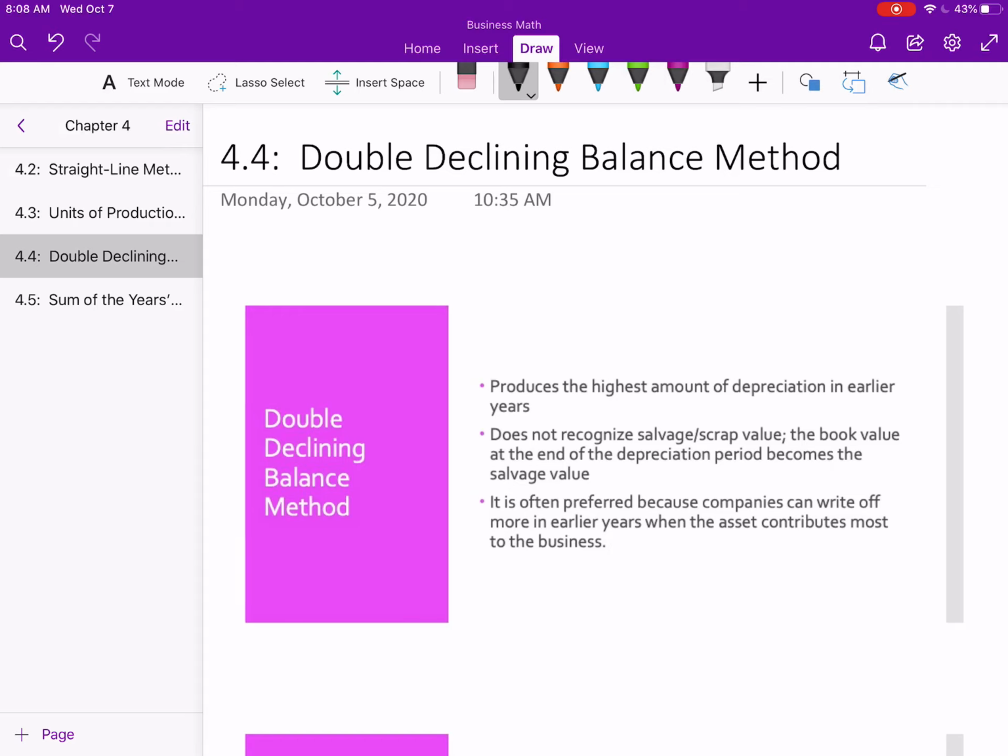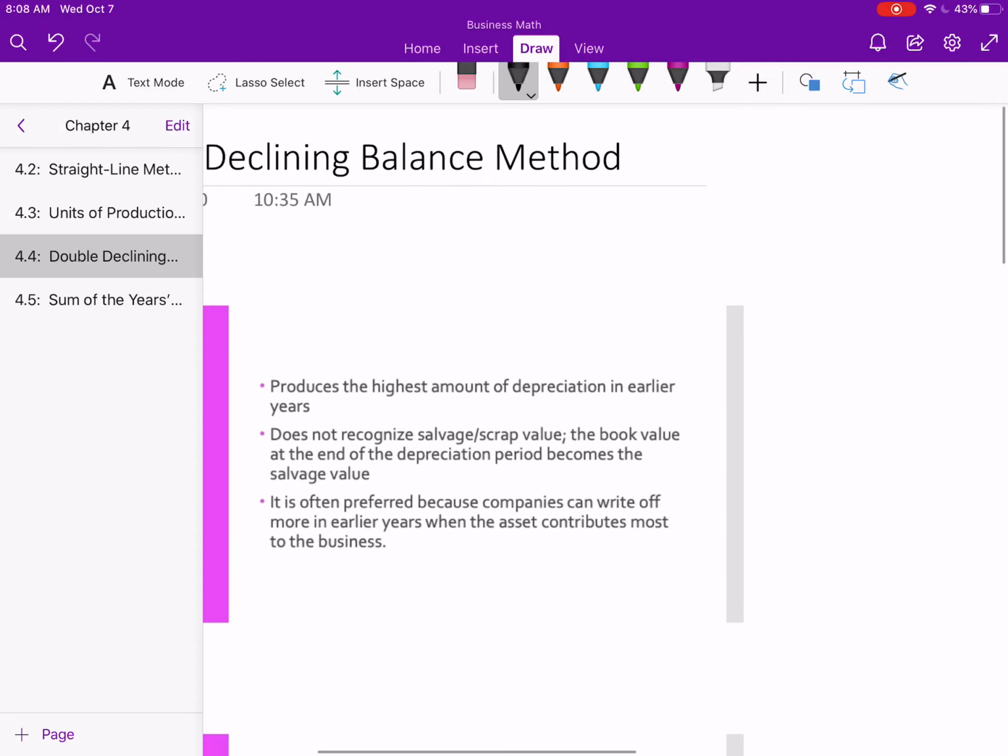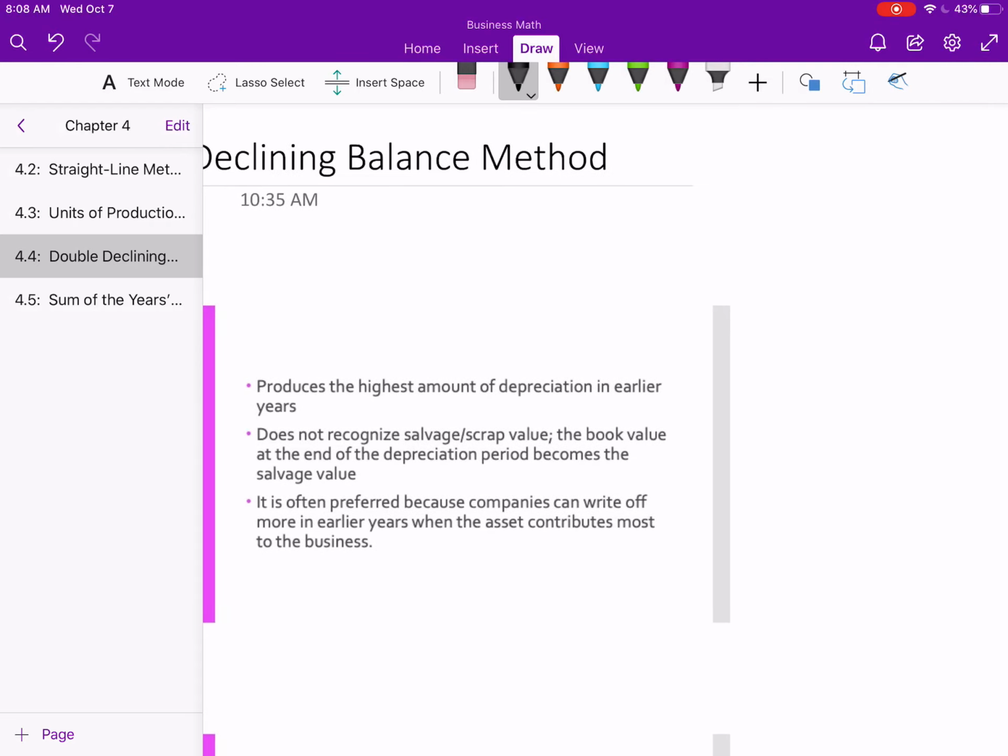So if we look at the book value as a graph, as time goes on, it decreases pretty quickly in the beginning, and then it levels out a little bit at the end. So that's what your book value is going to look like.